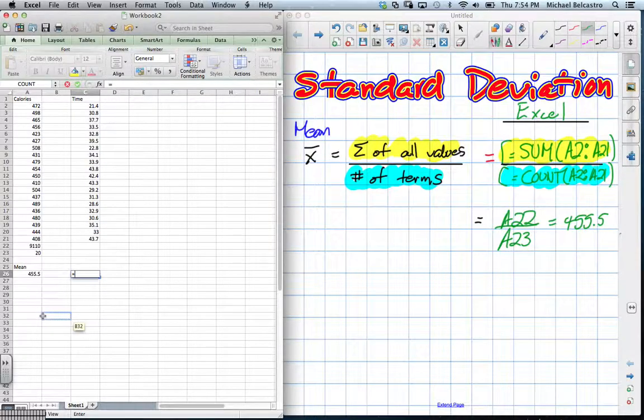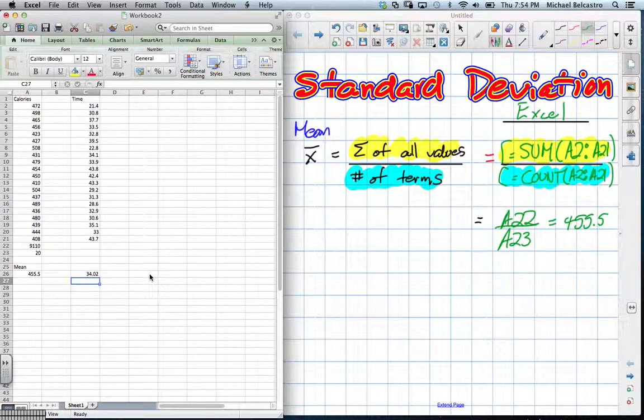Actually, no. Let's just do it the old way. Sum, I'm not 100% sure I can do it that way. I'll check that after. So sum of all values, and then we could say divided by, I think we can go count all values. Let's see if this will work. No, I need this to be in brackets, count. So see, I've put it all into one.